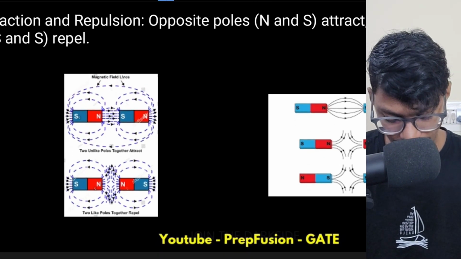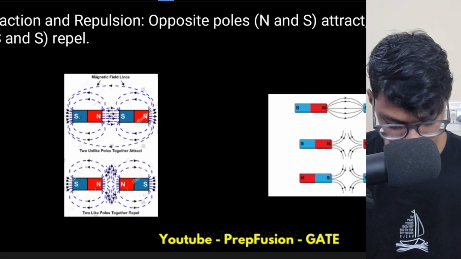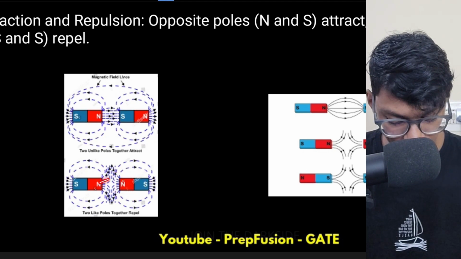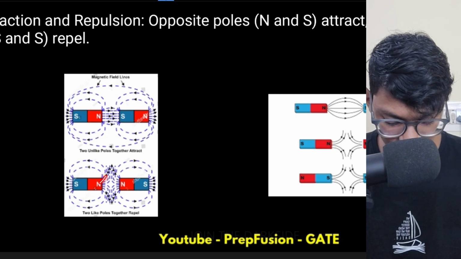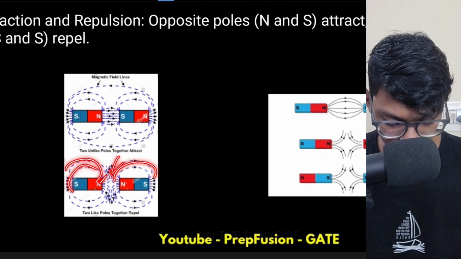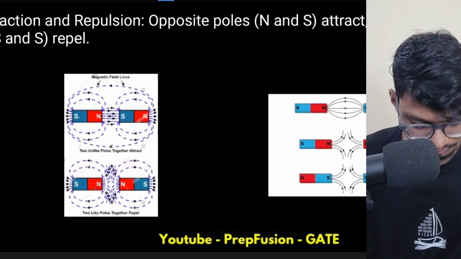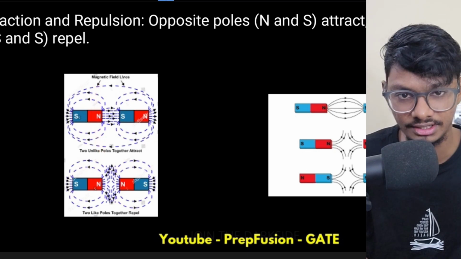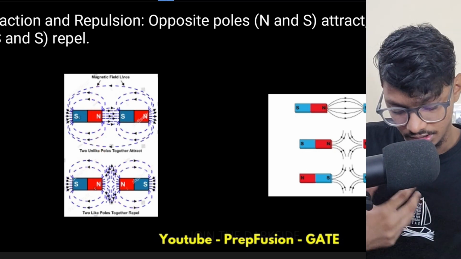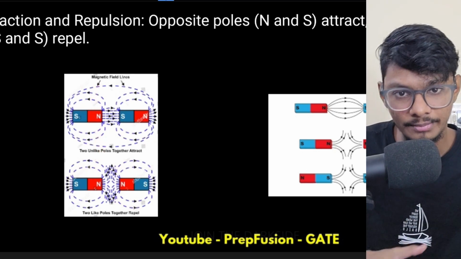And here if both norths are present, what will happen? Magnetic field lines will not get attracted here. Magnetic field lines will get repelled to the other end. Now these are the magnetic field lines, showing how they behave in the presence of the few bar magnets that I have shown.